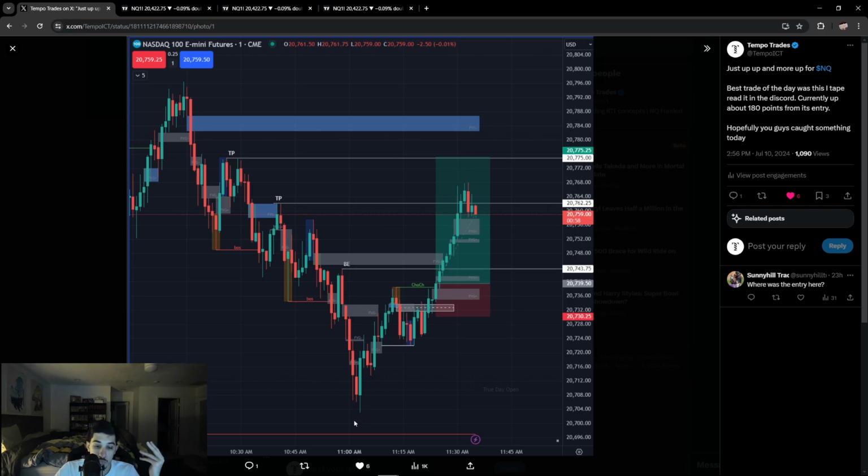But again, I would really, really like to see this sweep taken, this area taken first, and then I would be interested in this long move. So again, not the best setup.